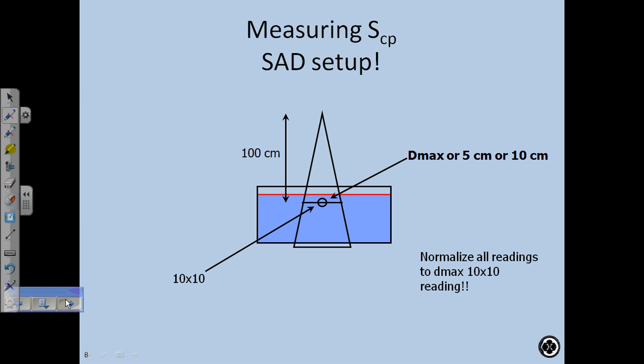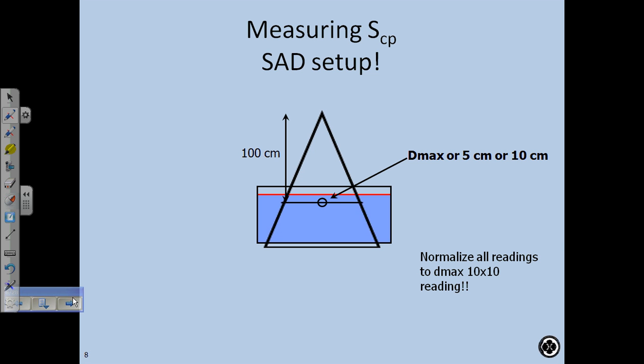How do you measure S of CP? You might be asking, do we measure these every day or once a month? We actually take these measurements when we originally commission the machine, and then we do spot checks on an annual basis. To measure S of CP, use a SAD setup, so 100 centimeters from your chamber to the source. The chamber is placed at a depth of Dmax in water for 10 by 10. Then you change the field size and take another measurement, change the field size and take another measurement, and then you divide all your measurements by the 10 by 10 measurement. Then you take S of CP values for 6 MV, 10 MV, and 18, whatever your linac energies are.